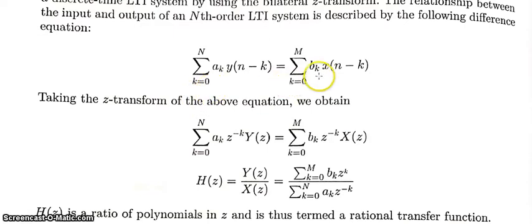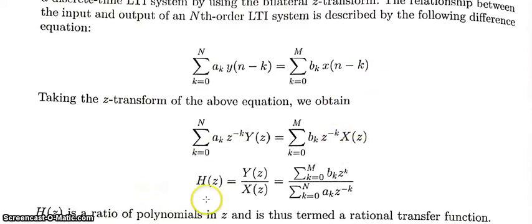a_k and b_k are coefficients which are constants, and the equation is of the form summation k equal to 0 to capital N a_k y of n minus k equal to summation k equal to 0 to capital M b_k x of n minus k. Taking Z transform of the above equation, we know using the shifting property of Z transform, Z of y of n minus k is Z raised to minus k into Y of Z. Similarly, Z of x of n minus k is Z raised to minus k into X of Z.